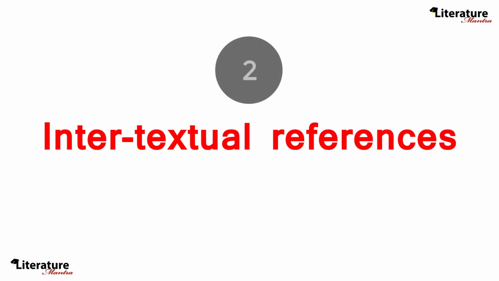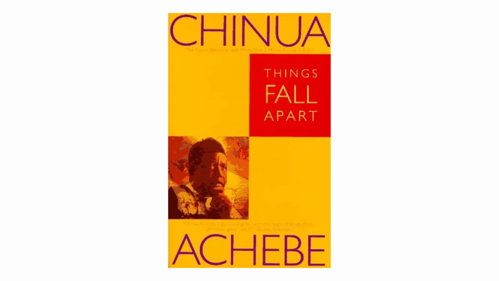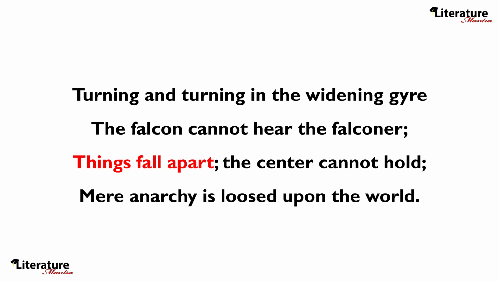The second point is intertextual references. Intertextual references are basically bringing in ideas from another literary work to support your answer. For example, if you're talking about Chinua Achebe's Things Fall Apart, then at the beginning, a few lines from W.B. Yeats's poem The Second Coming are quoted. This is usually called the epigraph. Even the title comes from this poem.